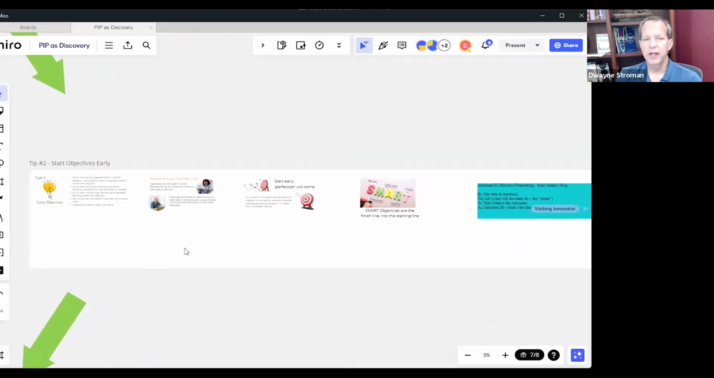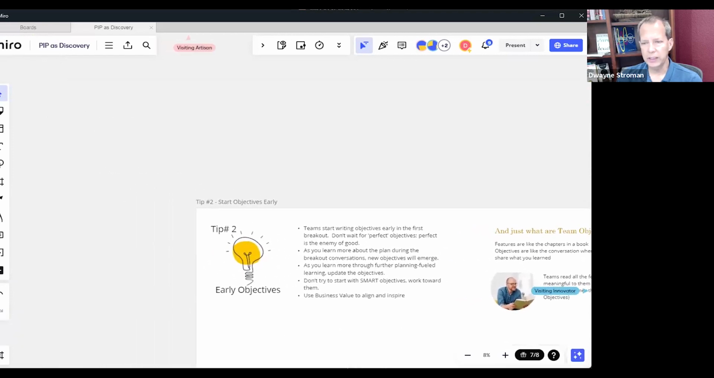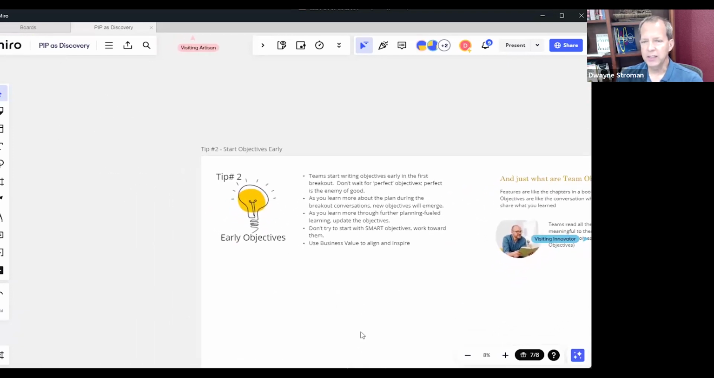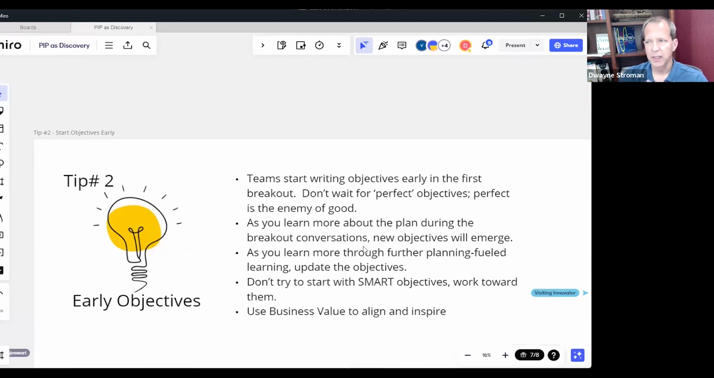Tip 2. I've had a number of different names for this one because I've always struggled with what I should call it. It settled on start objectives early. What I started off saying is objectives should be messily written. They should be confusing. They should be abstract as we get started. But then as we start to learn and figure things out, we get those objectives out right away.